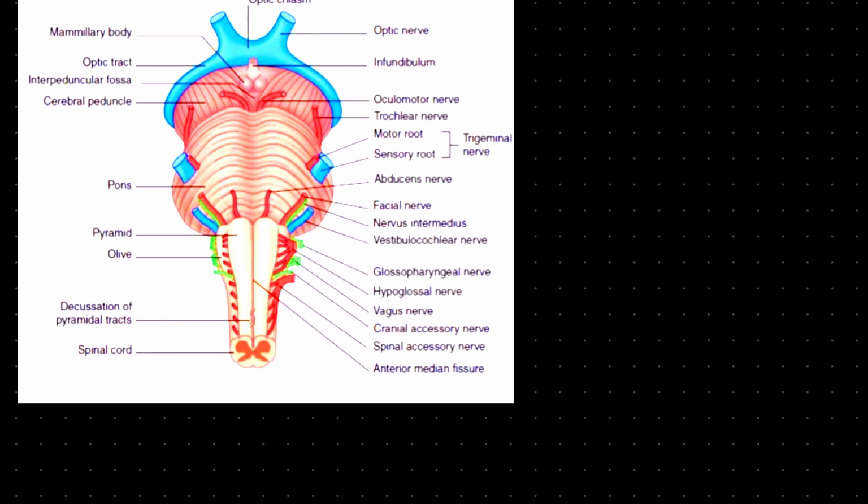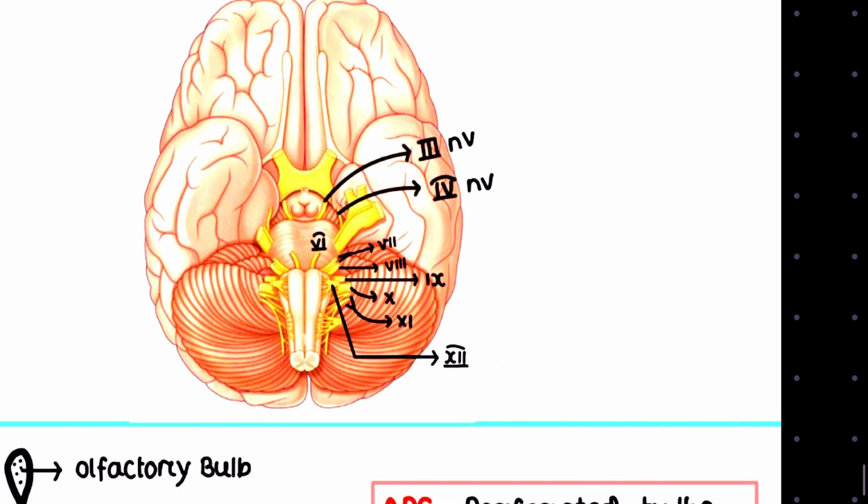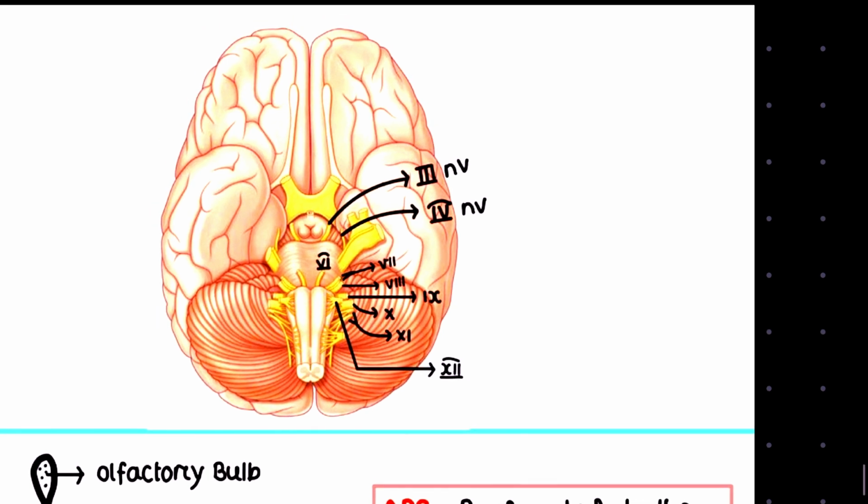Now moving posterior to our olive, we have the 9th, 10th and 11th nerves: the glossopharyngeal nerve, the 10th vagus nerve, and the 11th, our cranial accessory nerve also. After the medulla oblongata we have the spinal cord. So I think we are clear about these things. Now the same thing is right here again.